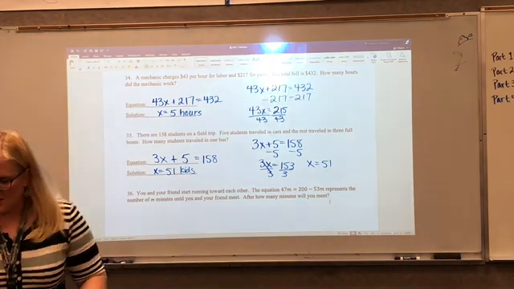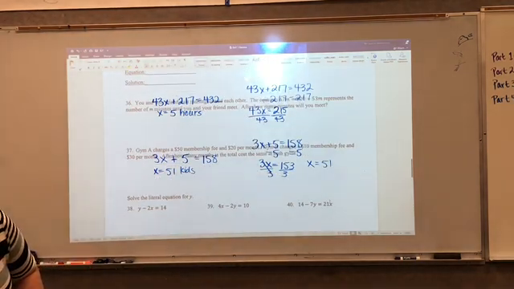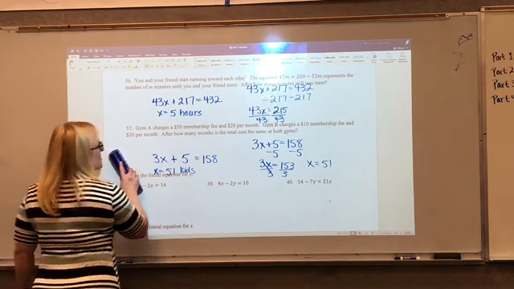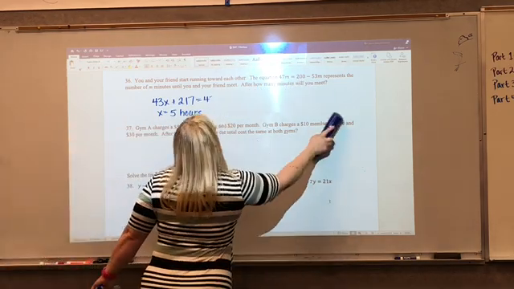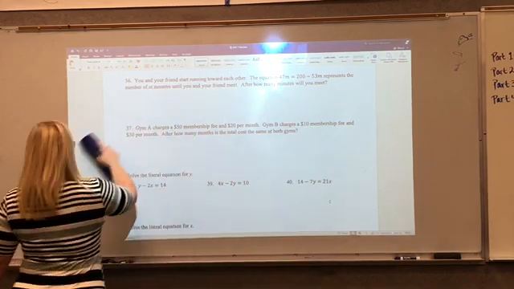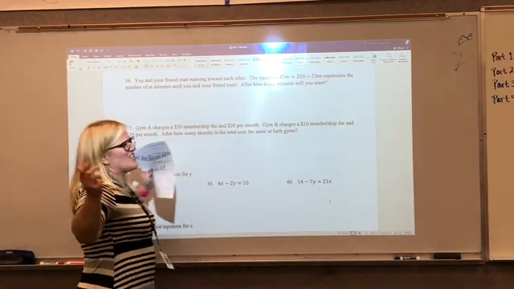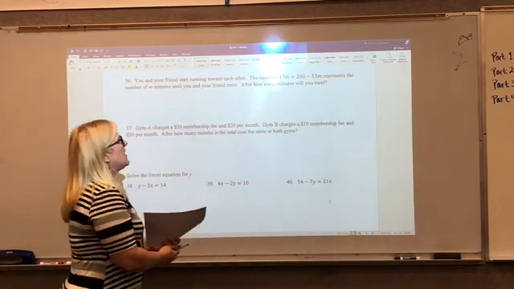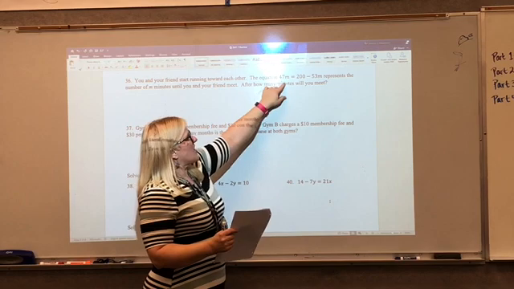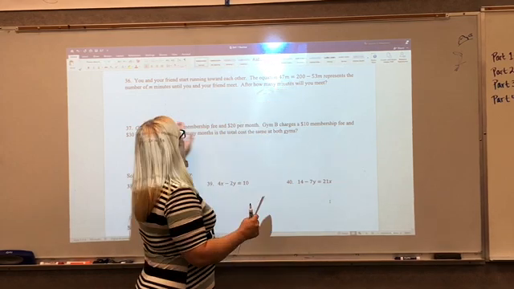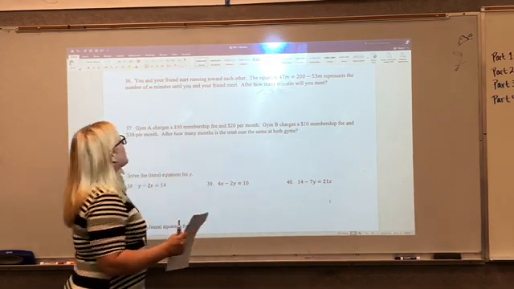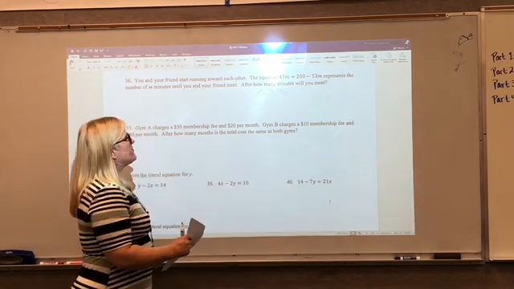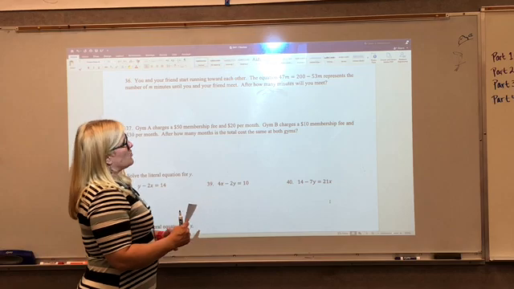Okay, number 36 and 37 are nice because they give you the equation already. You don't have to worry about it. So you and your friends start running toward each other because you haven't seen each other in so long. You're so happy to see each other. The equation 47m equals 200 minus 53m represents the number of minutes, m, until you and your friend meet. So we don't know how far away you are from your friend. After how many minutes will you meet?